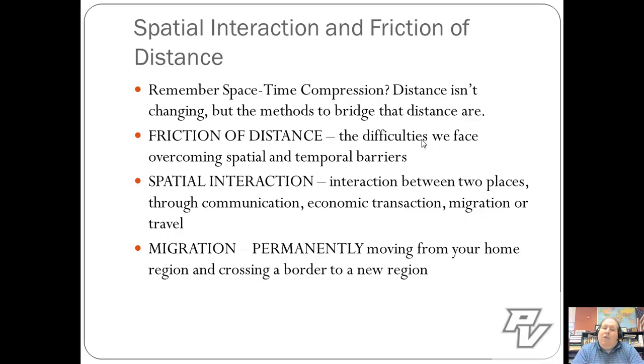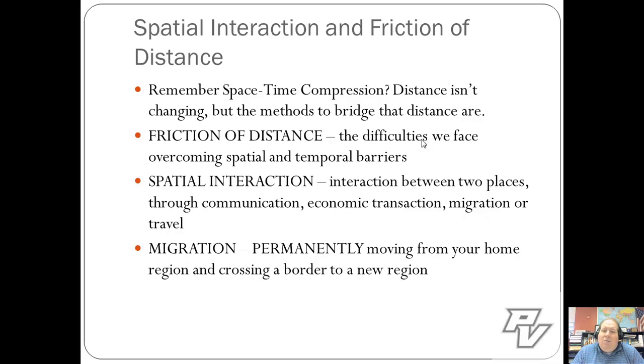Okay, a few things that we've kind of discussed as we're starting to lead into migration. In Unit 1, remember we talked about space-time compression? Space-time compression, the whole idea that over time, things are getting closer and closer together. It's kind of the idea of globalization. Distance isn't changing, but the methods we have to bridge that distance are, either technologically, or by me putting out a video for your Unit 2 review, or by just being able to pick up the phone and call someone halfway across the world, or being able to cross the ocean in 5 hours. These are methods that let us bridge the distance a lot closer.